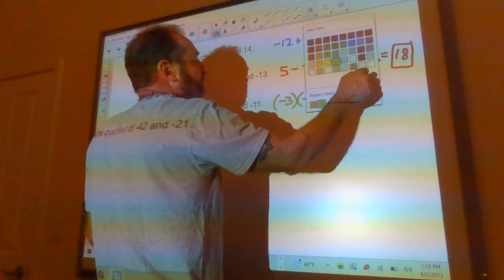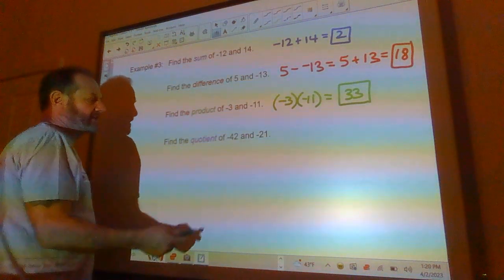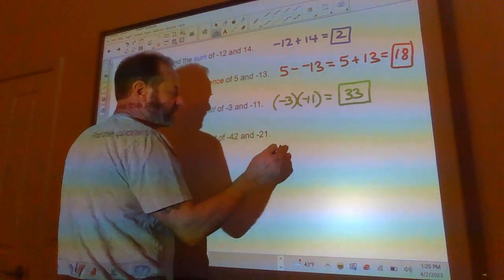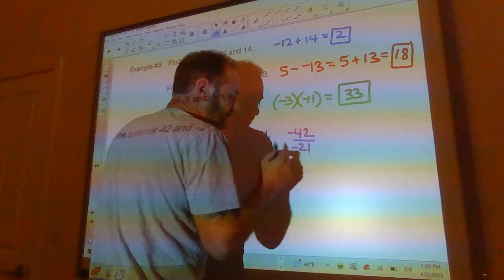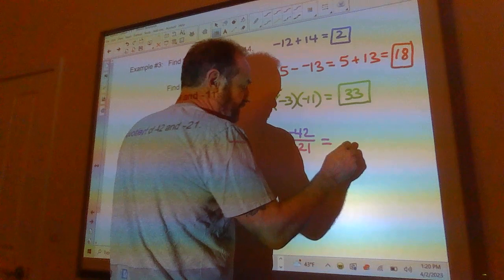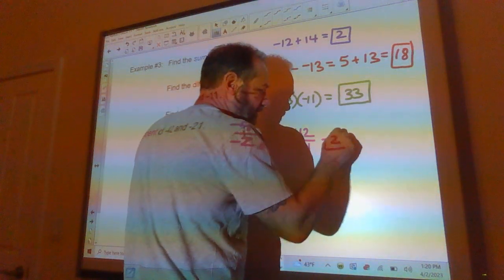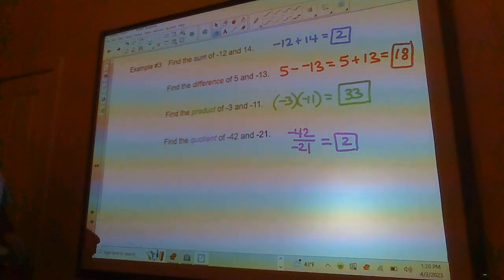And then quotient, of course, means to divide. And you always divide by the second number. So the quotient of -42 and -21 means -42 goes in the numerator, -21 goes in the denominator. Negative divided by negative is a positive, and 42 divided by 21 is 2. And you're done. Piece of cake.